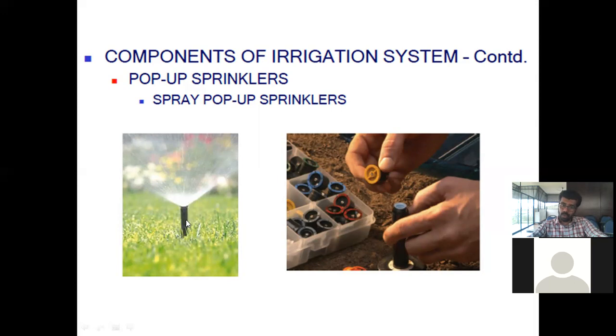So when it is in use only, or when the water is being supplied to this only, this will pop up. Okay, this is called pop up. If there is no water, if the water is not supplied, what happens? It will come down and it will be settled there. So that when you are trying to cut with the grass machine, it won't damage. So if you are giving water, it will go up, or it will come down. Okay, so only in need, this will come up. So that is called spray pop-up sprinklers.